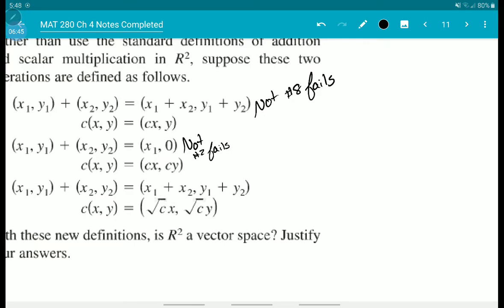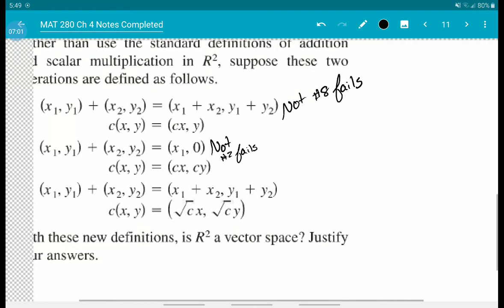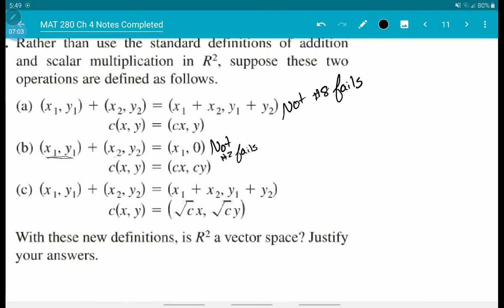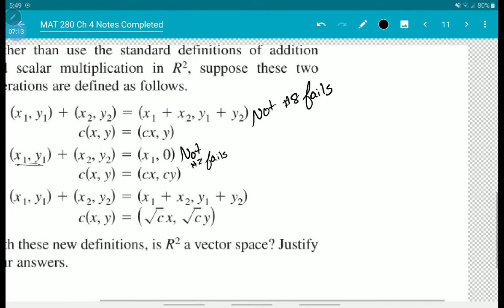So if I have 2 vectors in this space, I'm just going to use x1, y1, x2, y2. So notice what that definition says. If I add this vector to this vector, that y is always going to be 0, and the x is always going to be whatever that first term was. So in other words, that order is going to be really important.